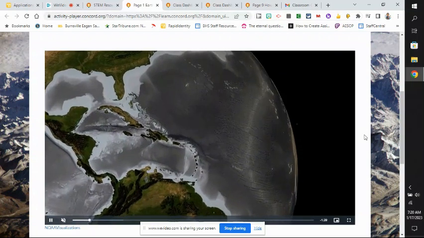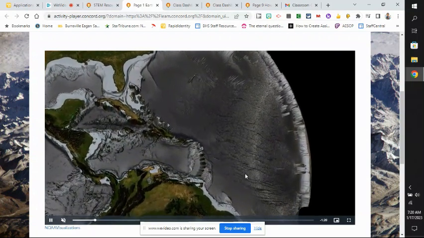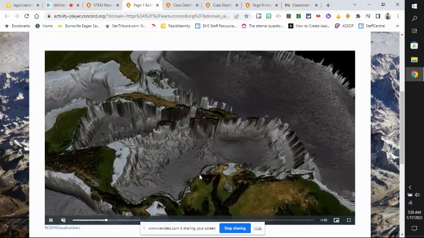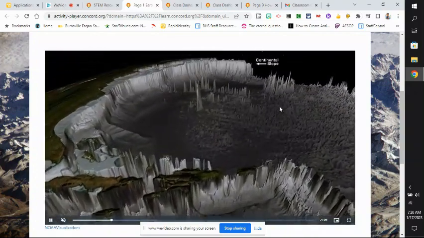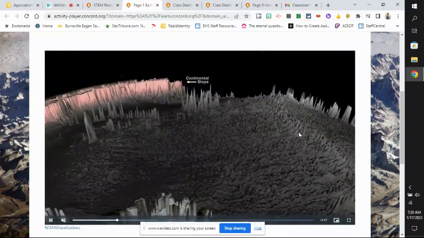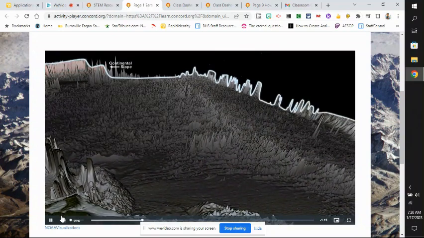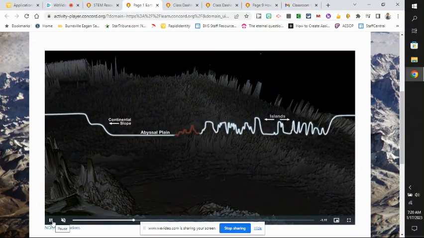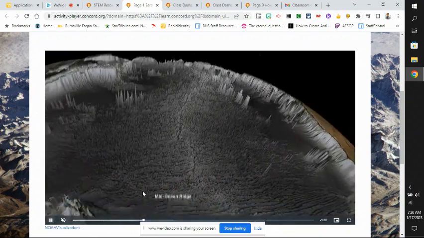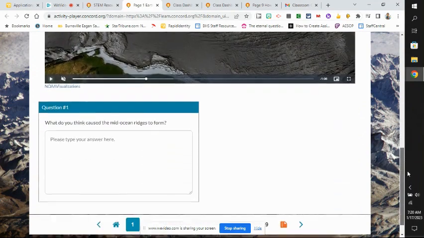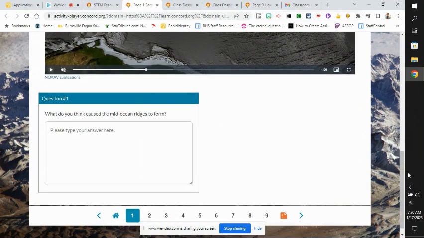So what we're taking a look at here is what the Earth would look like without any water. And what we're seeing mainly is as we go through the ocean floor, and what was discovered post-World War II is this line of mountains in the middle of the ocean called the mid-ocean ridge. Pause it there. That's kind of the focus of the first part today. So the first question, what do you think caused the mid-ocean ridge?